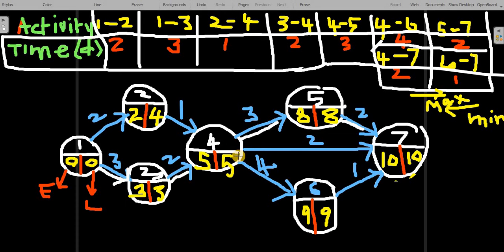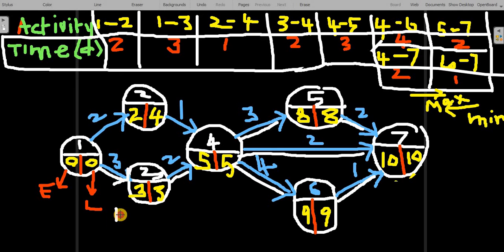4 to 6 also, earliest time and latest times are equal. The last one, 6 to 7 also, earliest time and latest times are equal. Therefore, double line. So all these double line paths, we call it a critical path.